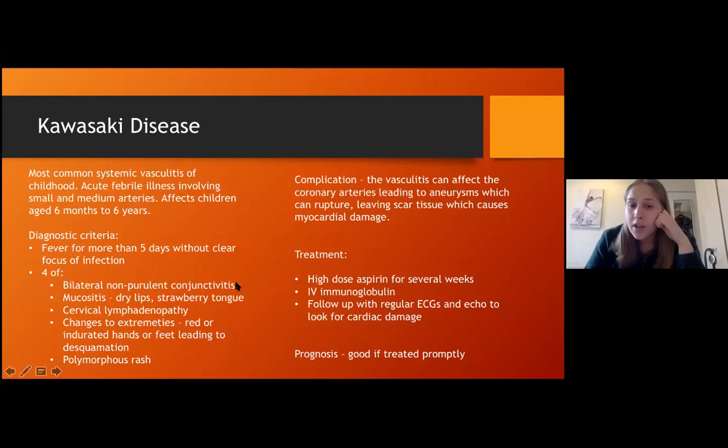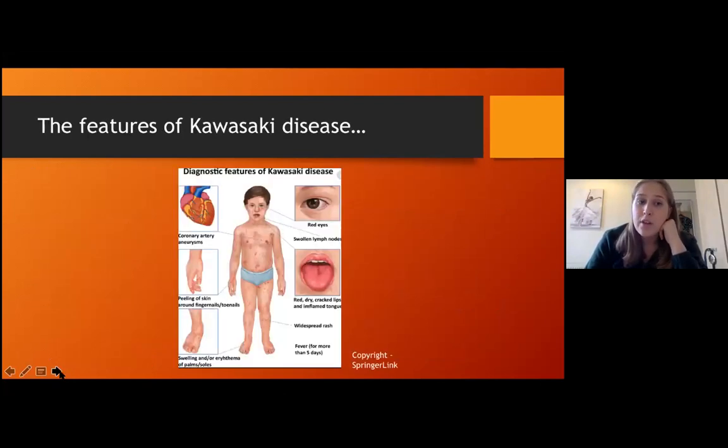And then you follow up with regular ECGs and echo, because obviously you're wanting to avoid this coronary artery aneurysm happening. So you need to keep an eye on that for several weeks to check that that's not happened to this child. But as scary as that sounds, it is good prognosis if you treat it quickly. So as long as you can recognise those features and give them aspirin and IV immunoglobulin, then they can be absolutely fine after it. So these are some of the pictures of things I was talking about.